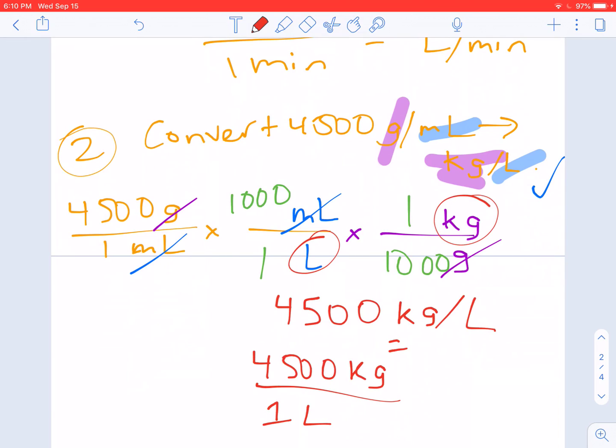So hopefully that helps you a little bit. Remember that you have an answer key available for this, but that answer key does not involve sig figs, so make sure you're checking those and your units as you go along.